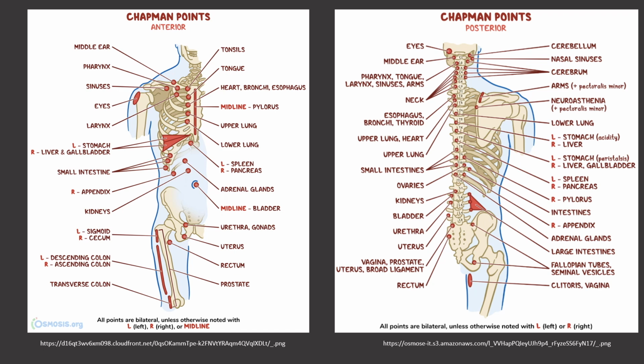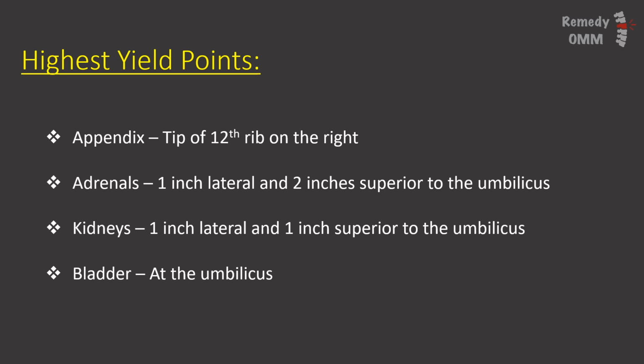I'll do my best to highlight the most high yield points in the next slide, but I highly recommend putting the time in on practice questions so that you can recognize which points tend to come up over and over again. The highest yield point, without a doubt, is the anterior Chapman's point for the appendix, which is located at the tip of the 12th rib on the right. This comes up time and time again on practice questions.